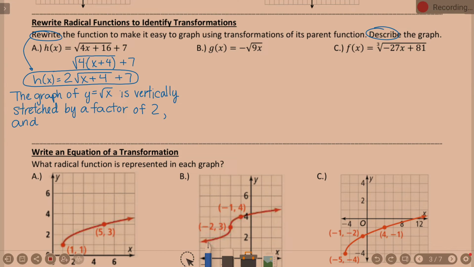Don't just tell me left 4, up 7. Use a good verb there. Translated, shifted, moved is okay. You know, give me a verb. Don't just tell me 4 left. That drives me crazy. So, translated 4 left, and 7 up. Okay? Somehow or another, get all those pieces in there. That's what I'm looking for.